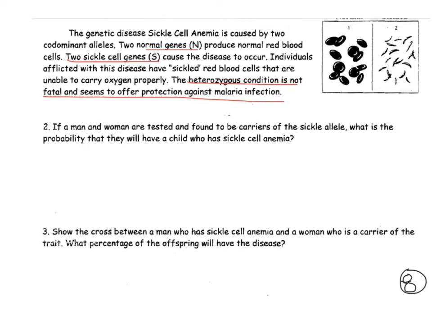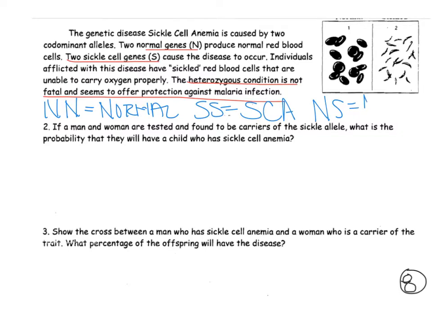So the first step here is to write out our key. So they told us that individuals with 2 capital N's are normal. 2 big S's have sickle cell anemia, and then the heterozygote are going to be normal. And they're protected against malaria. Okay, so it says in the problem, if a man and woman are tested and found to be carriers of the sickle allele, what is the probability that they will have a child who has sickle cell anemia? New word here, carrier, is a synonym for heterozygous.